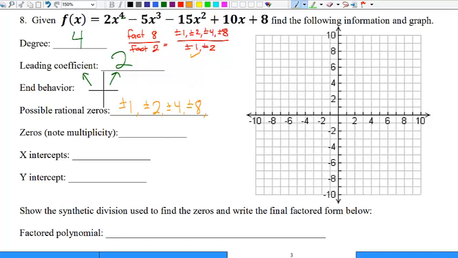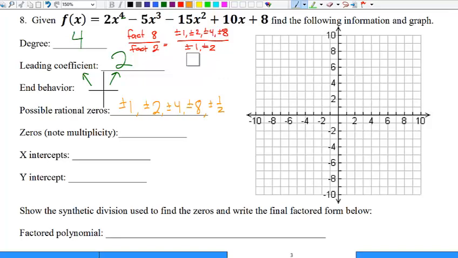Now I've got to do over 2. 1 over 2, that's plus or minus 1 half. 2 over 2, well, that reduces to 1. 4 over 2, that reduces to 2. Again, 1 and 2 I already have, so I don't need to rewrite it. 8 over 2 reduces to 4. Again, I already have it, so I now have gone through all of the factors of plus or minus 1, divided by plus or minus 1, and divided by plus or minus 2.